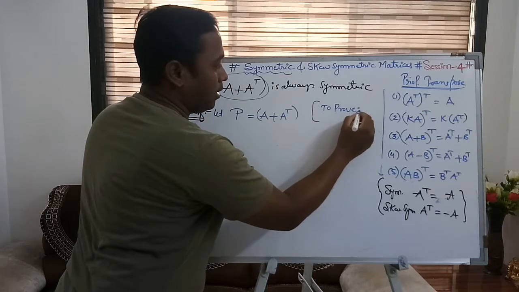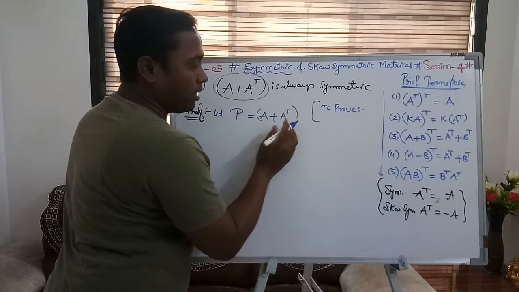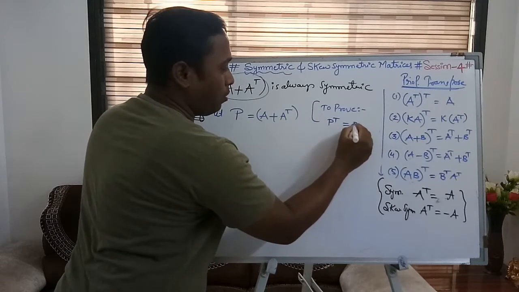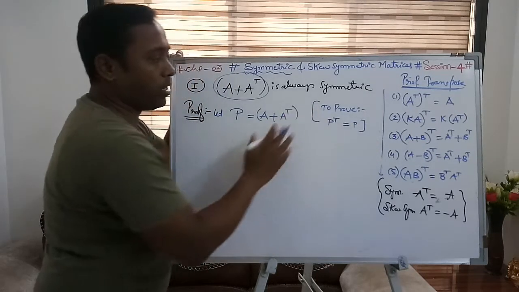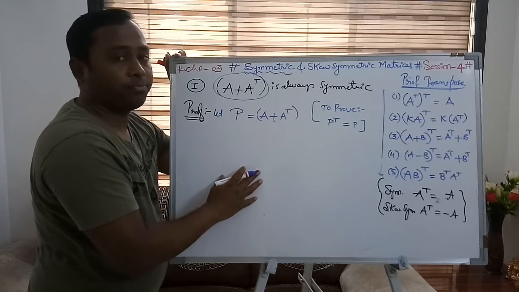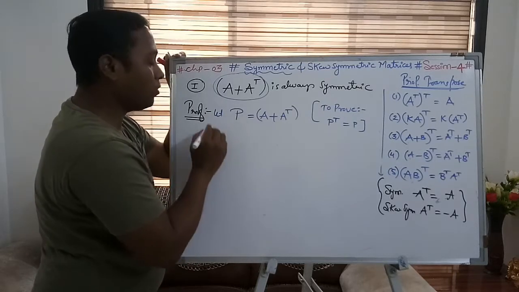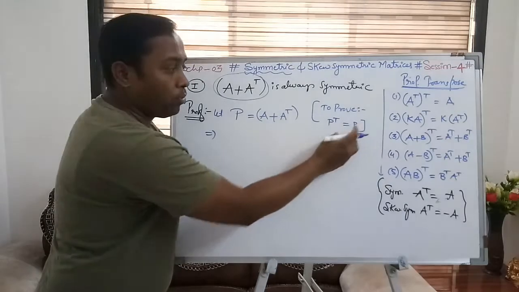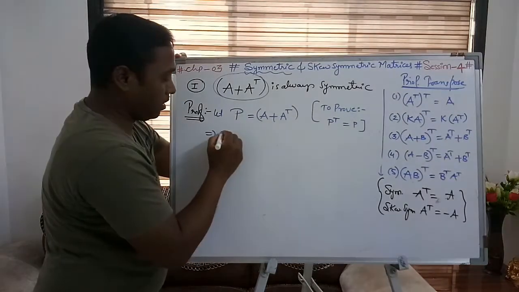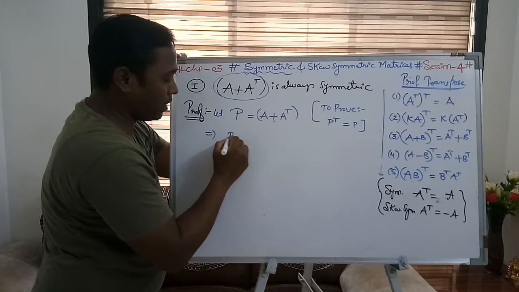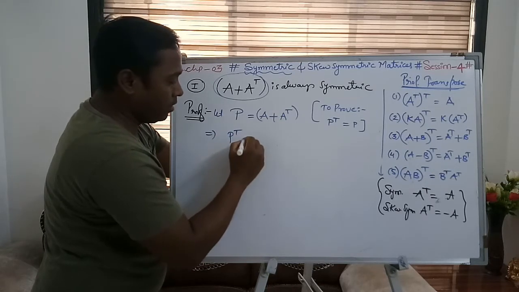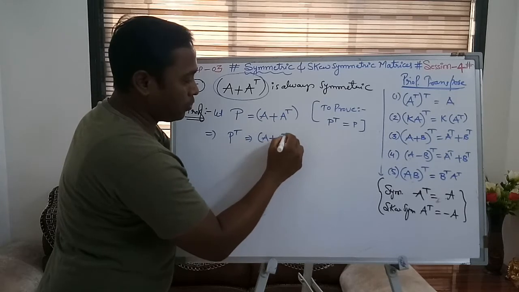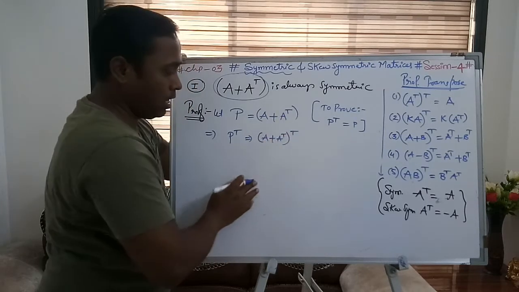I have to prove that this operation is symmetric, it means that transpose of P must be equal to P. This is my target. Okay. Now, to prove this, I am taking the left hand side to prove the RHS, that is P transpose. P transpose implies A plus A transpose the whole transpose.